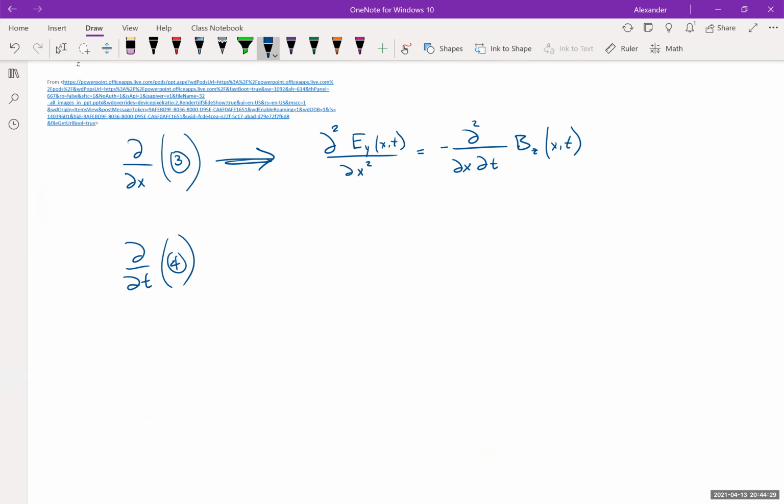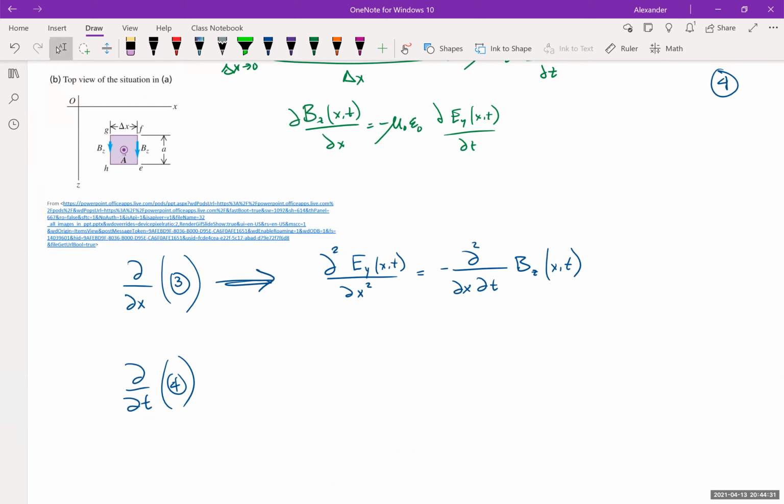Taking the partial with respect to time of equation 4 gets us the mixed partial on the left-hand side. And mu epsilon, the second partial with respect to time on the right-hand side.